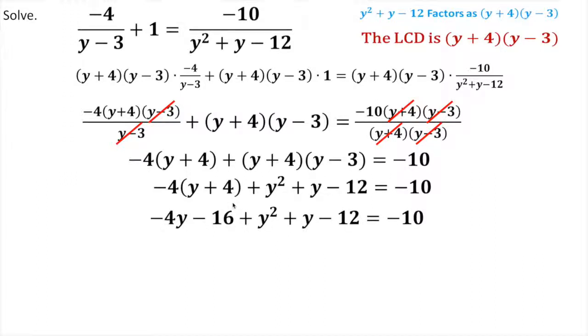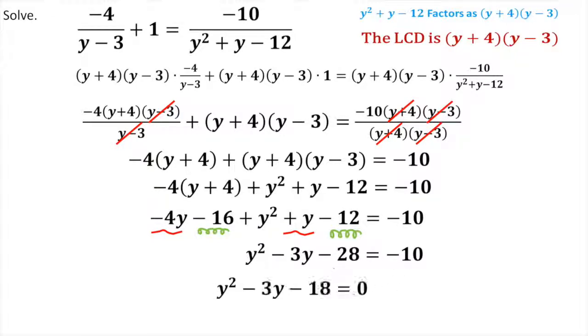Now that I've got this, I have to combine like terms. I've got a negative 4y here plus y. I've got a negative 16 minus 12. I'll combine those two, negative 4y and y. Now I end up with a quadratic equation here. I need to move my 10 over to the other side. Add 10 to both sides. That gives me this quadratic.